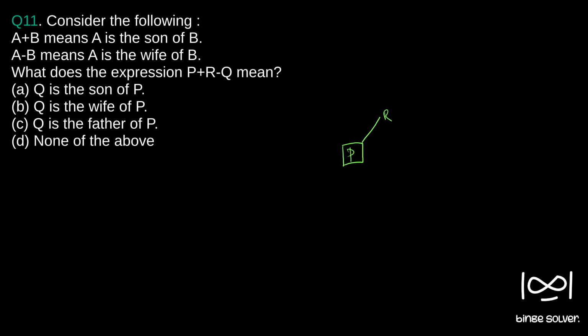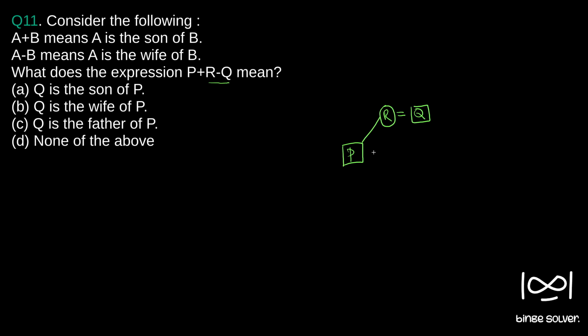So second part is R minus Q, which means R is the wife of Q. So here, in terms of gender, the male people are represented by a square and female people by a circle, and an equal sign represents the marriage or husband and wife relationship.